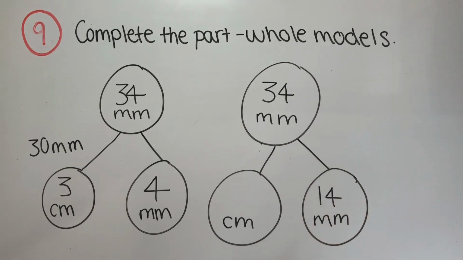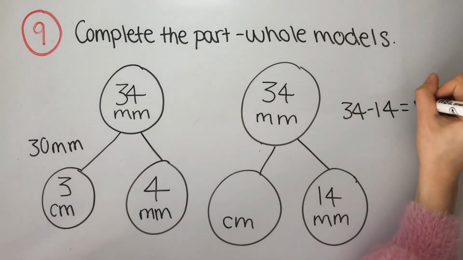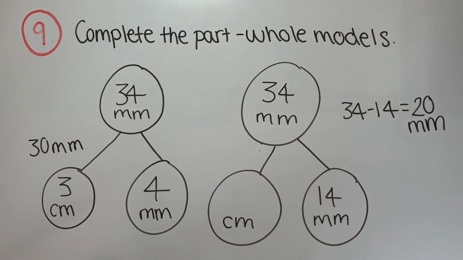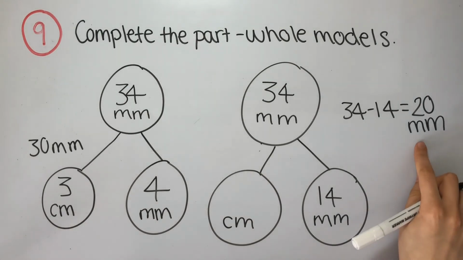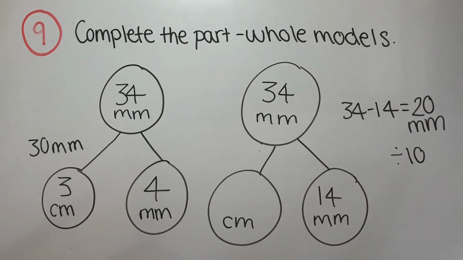Moving on to this side, we've got 34 millimetres is 40 millimetres plus something centimetres. We're going to take these two numbers away from each other. That gives us 20 millimetres. But we need our answer in centimetres. So we're going to convert 20 millimetres into centimetres. We're going to divide it by 10, which gives us 2. 2 centimetres plus 40 millimetres gives us 34 millimetres.